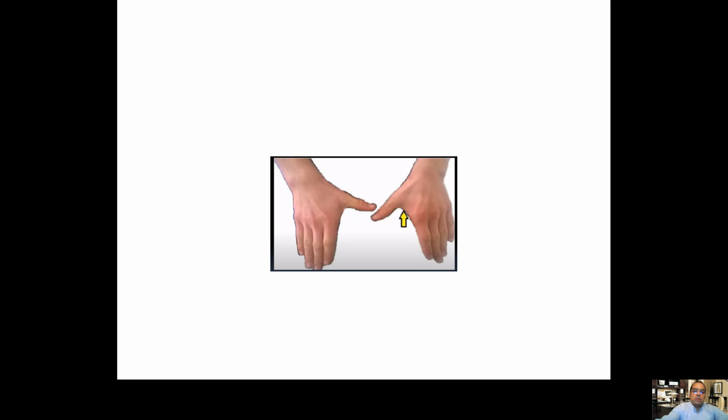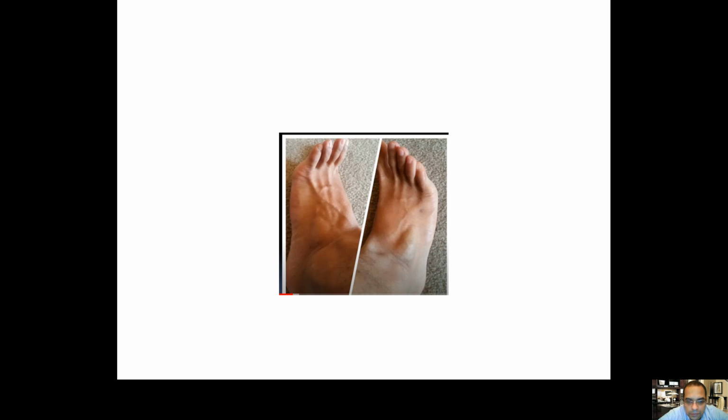Now you see here what I mean by wasting. As you see, this man has wasting here, which manifests as a hole because of long-standing carpal tunnel syndrome, and this can produce this picture. And this is another image of wasting in the legs. As you can see here, some of the muscle bulk is gone.